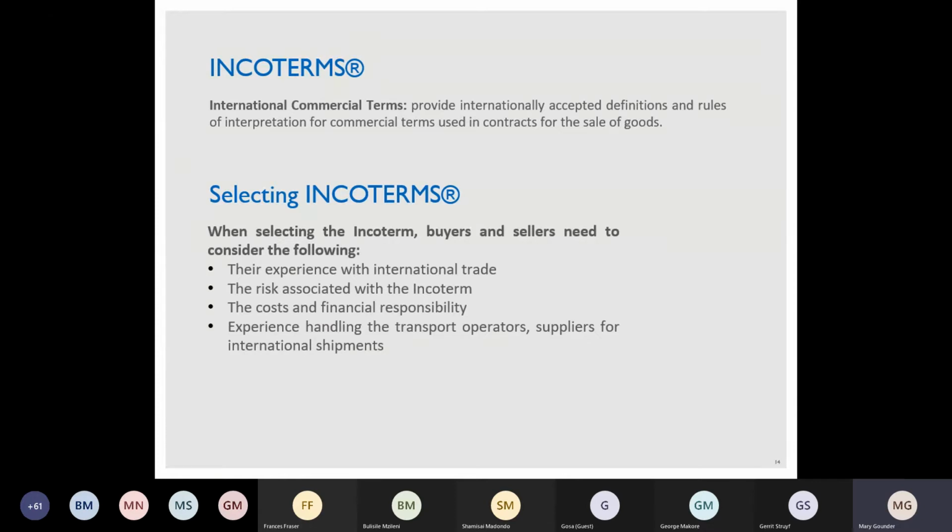Your Incoterms are your international commercial terms. They provide internationally accepted definitions and rules of interpretation for commercial terms used in contracts for sale of goods. We'll go into this in a little detail in the next part of the session. When selecting your Incoterms, you need to look at how much experience you have with international trade, the risk associated with the Incoterm, the cost and financial responsibility, and your experience handling the transport operators, suppliers, and international shipments.